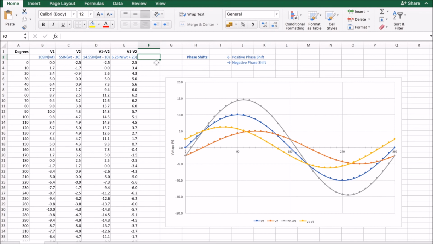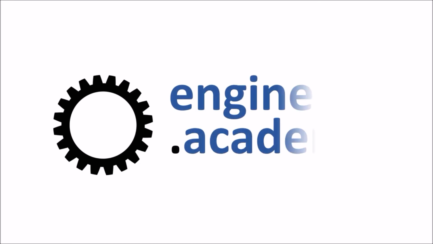So I hope this video has been useful. First of all, to show how we can plot sine waves and either add them together or subtract them from one another. But more importantly, to be able to look at these new sine waves and interpret some of their properties and determine the formulas that represent them as well.